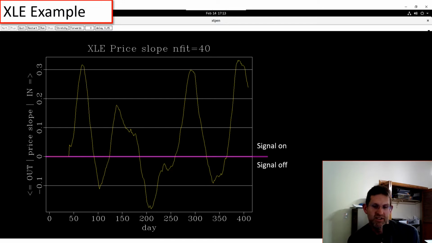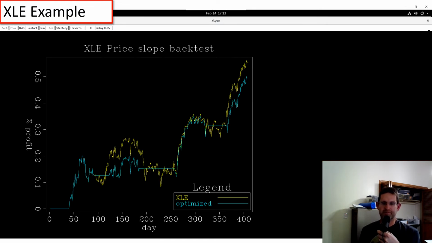XLE's obviously been a great performer this year, so it's been on for the most part. You can see the slope is above 0 more than it is off, but there's still plenty of time that it was kind of in a bear market, or returning downward or sideways. I don't want to be getting in and out of the market on a daily basis, so it's nice to have these kind of wide curves.